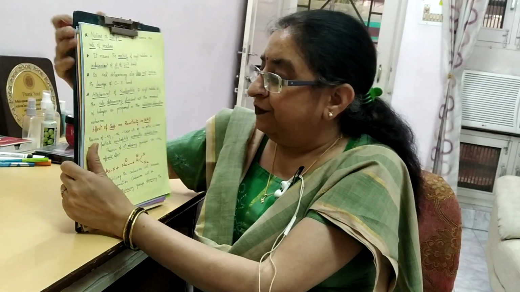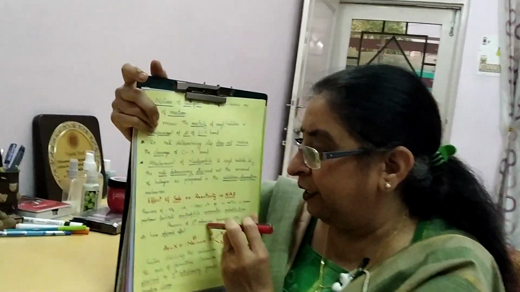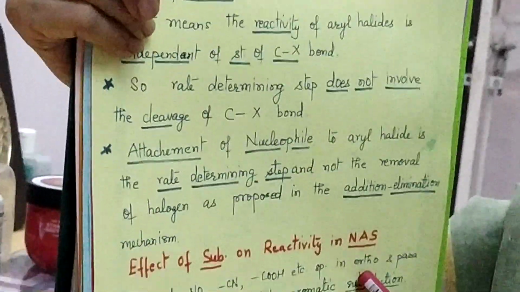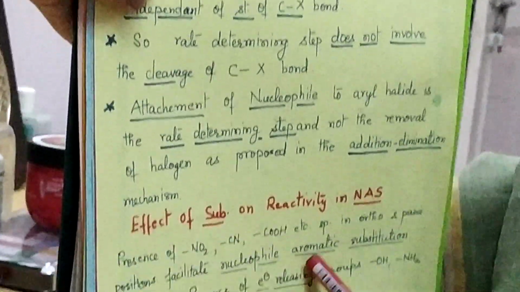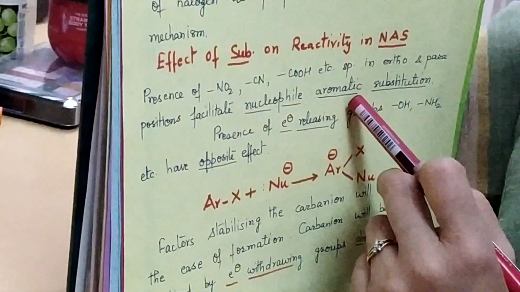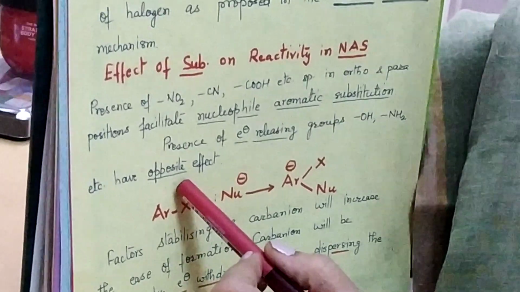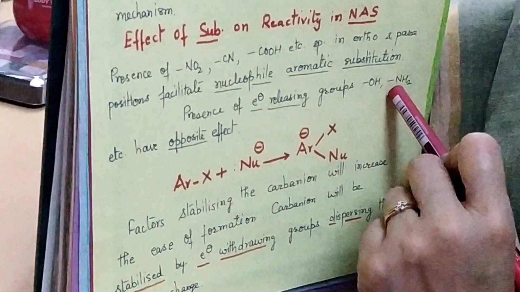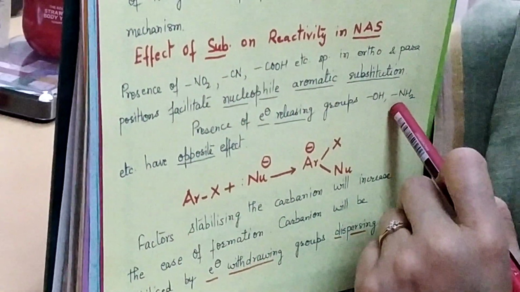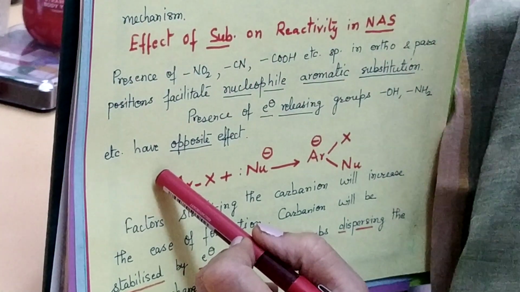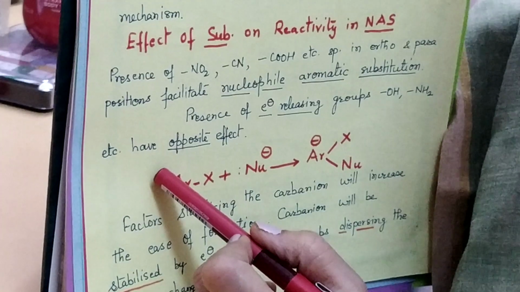First of all, if you look at this, the presence of nitro or cyano or carboxylate group, etc., you can see here, they facilitate this nucleophilic aromatic substitution. On the other hand, if electron releasing groups are there, such as the OH group or maybe the NH2 group, they have the opposite effect. That means that they will be retarding the reaction.